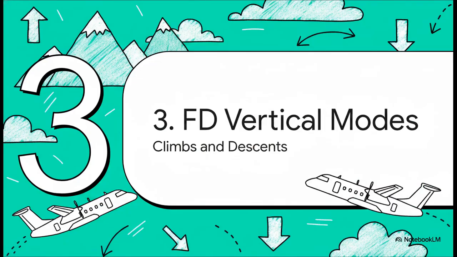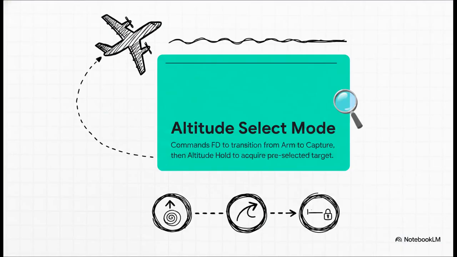All right, Section 3, Flight Director Vertical Modes. So we've covered moving left and right. Now let's talk up and down. To climb or descend to an exact flight level, you're going to rely on the Altitude Select mode to seamlessly level the aircraft out for you, and it intelligently steps through 3 phases. First, it waits in arm, then it transitions to capture as you approach your target to smoothly round out the flight path, and ultimately it locks into altitude hold.